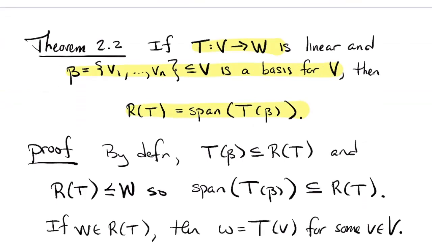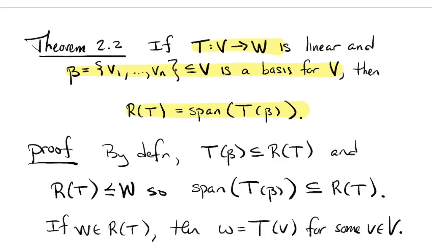Right? So you take T of each one of the basis vectors. That's what I mean by T of beta. Look at the span of that set. That is the same subspace of W that you get in the range. Okay. So this is a statement that says two sets are equal. So I'm going to show that they're subsets of each other.